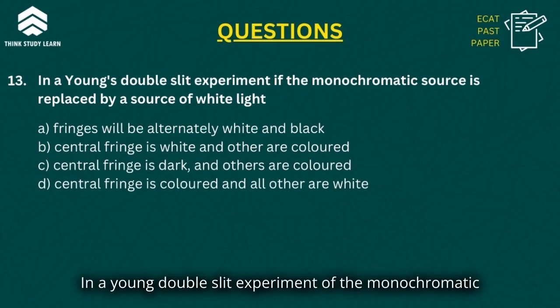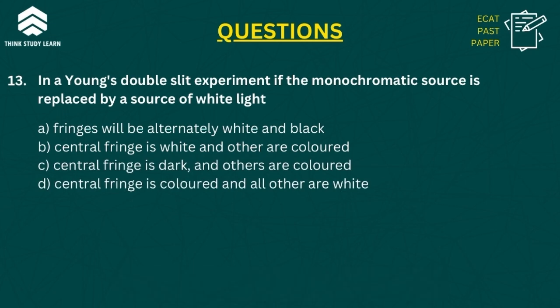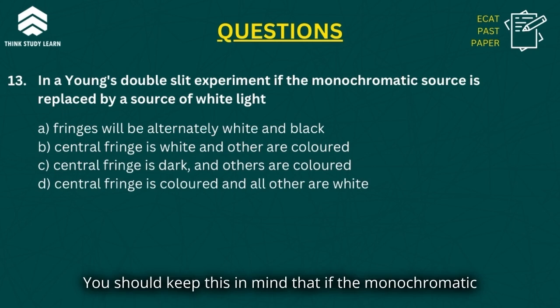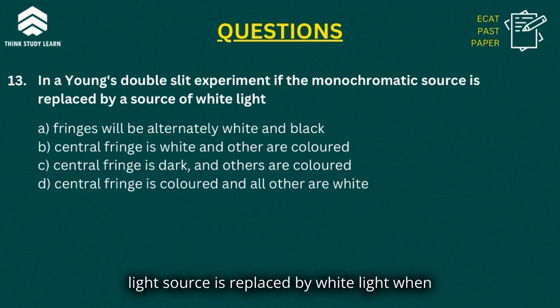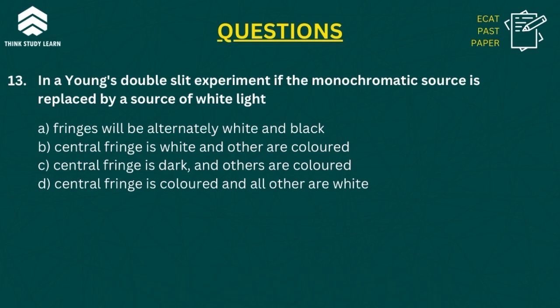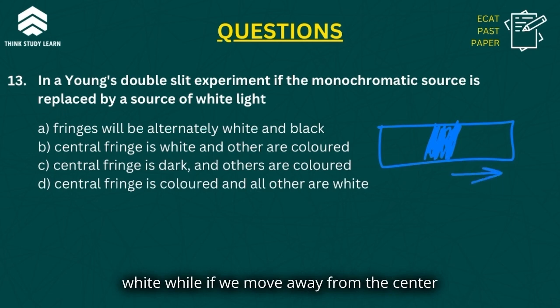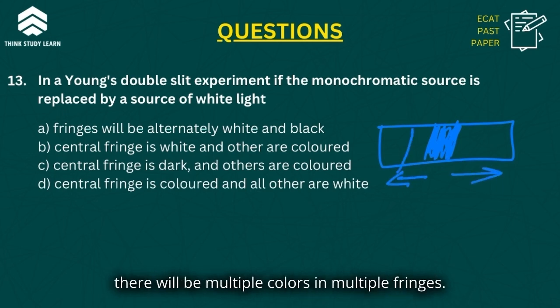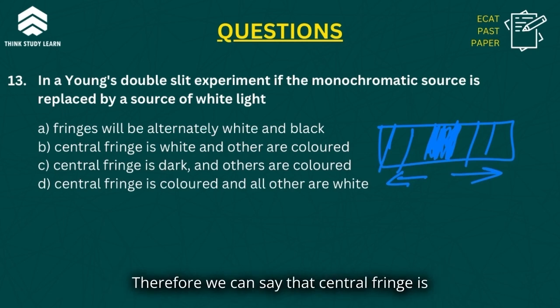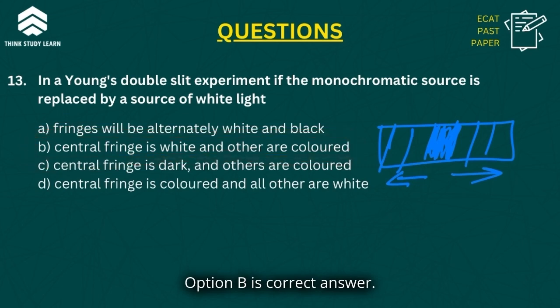In Young's double slit experiment, if the monochromatic source is replaced by a source of white light, you should keep this in mind: we know that white light contains all colors, so the pattern of interference fringes will also change. In this, the center part will be bright white, while if we move away from the center, there will be multiple colors in multiple fringes. Therefore, we can say that the central fringe is white and the others are colored. Option B is the correct answer.